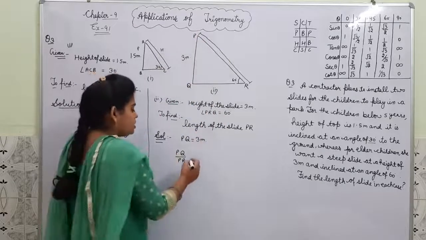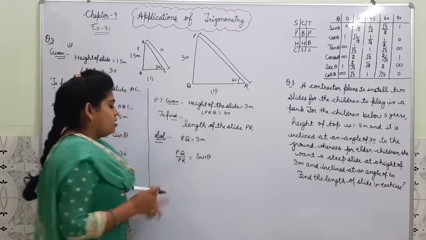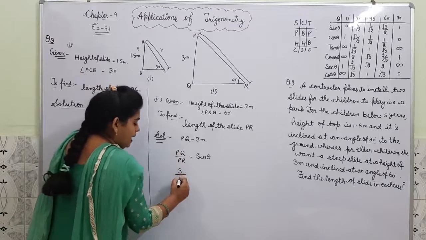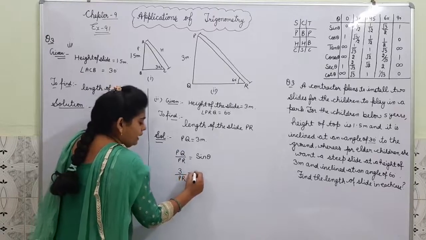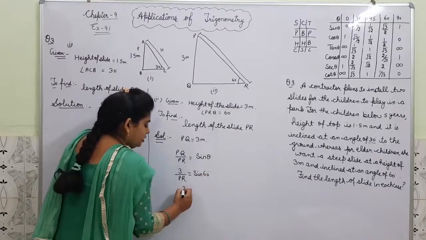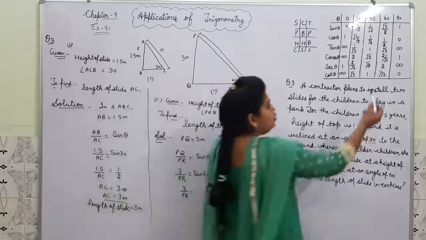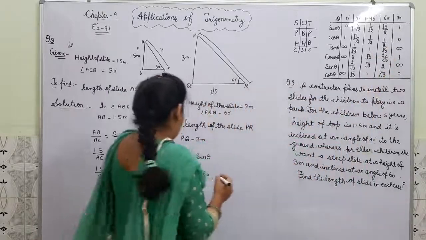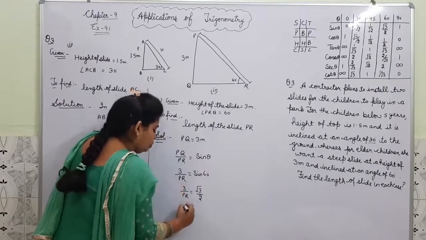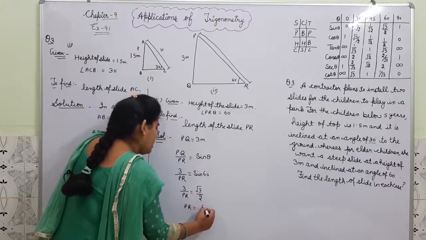Perpendicular upon hypotenuse is equal to sine theta. PQ is 3 by PR. PR we have to find. Sine theta is 60. 3 upon PR. We know that sine 60 is root 3 by 2. So, we will put the value root 3 by 2. PR will be equal to 6 by root 3.